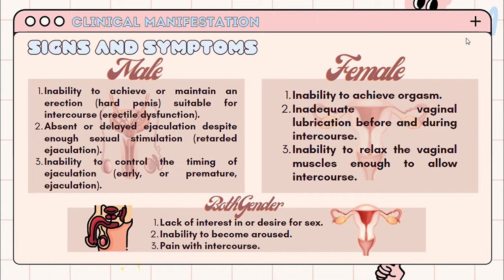For female naman, we have the inability to achieve orgasm, inadequate vaginal lubrication before and during intercourse, and the inability to relax the vaginal muscle enough to allow intercourse. For both genders, we have the lack of interest in or desire for sex, inability to become aroused, pain with intercourse.